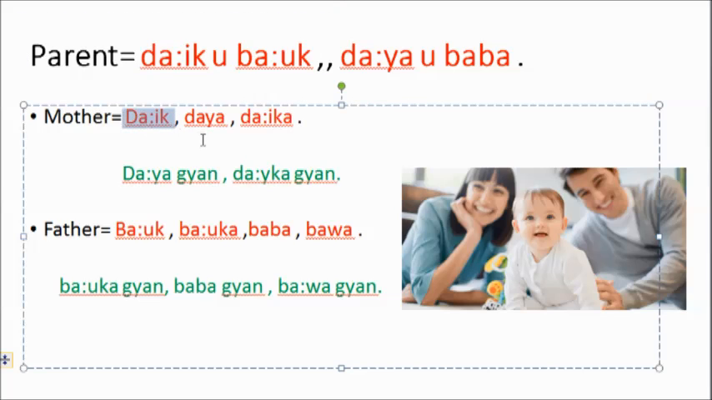Mother is daik, or you can say daya, or you can say daika. But let me explain why these different forms. Daik, basically, it's a noun. So when you call your mother, you never say daik. Daik means mother, and it's a noun. For example, if I say, give me the definition of daik, okay? But when you call your mother, you never call them daik. Just like in English, if you call your mother that, it's going to be a little bit weird and unnatural.